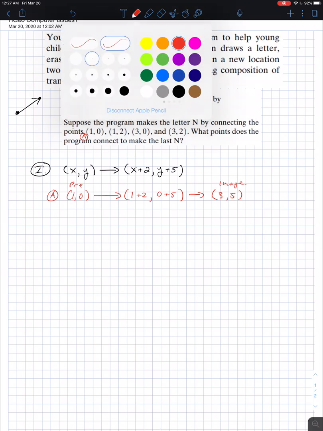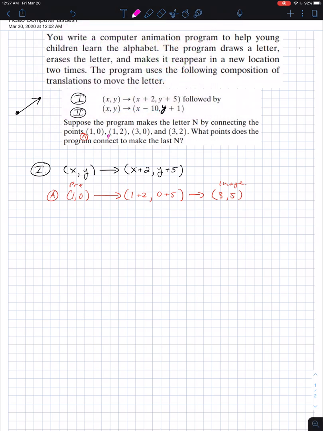So let's use a different color to do the next one. We'll use hot pink or fuchsia or whatever it is. So here's B, and B says we start at 1, 2. I'm pretty sure you caught on by now that all we're going to do is substitutions, right? So 1 plus 2, and then 2 plus 5. That's going to give us 3, 7.